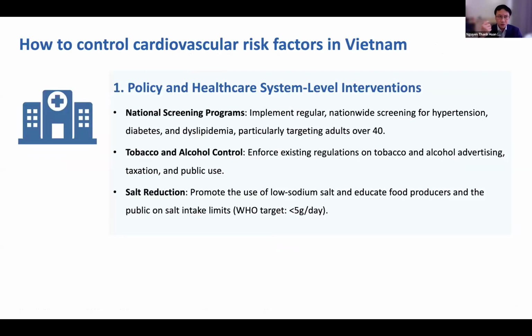And we move to how to control cardiovascular risk factors in Vietnam. I propose 4 ways, and all of them are now being applied in our country. First, policy and healthcare system level intervention, for example, a national screening program, particularly targeting those over 40 years old. Tobacco and alcohol control. We need to control the use of tobacco and alcohol. And salt reduction, targeting below 5 grams per day.